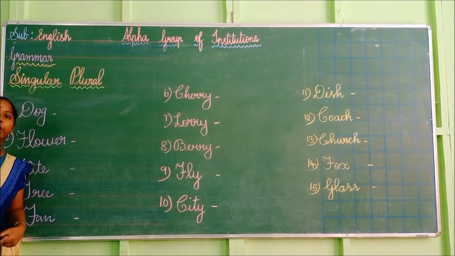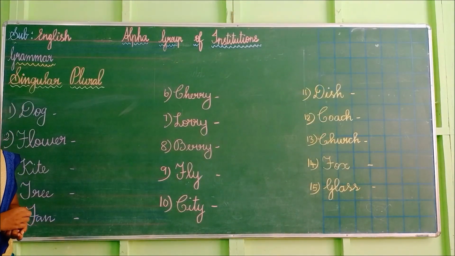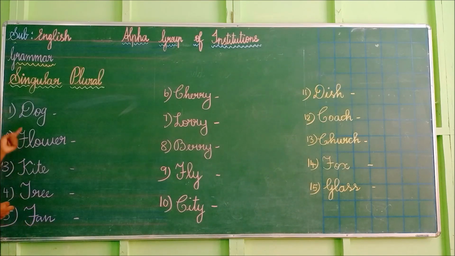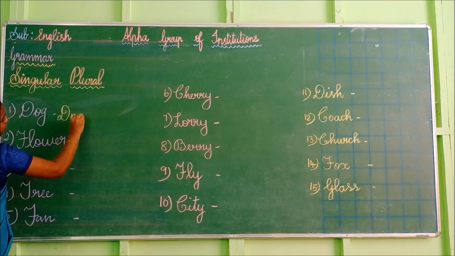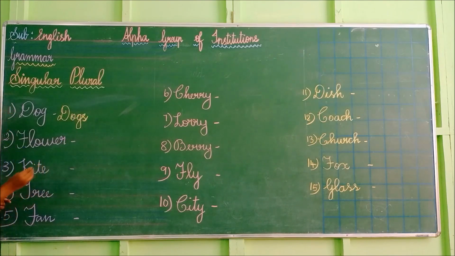Children, for your better understanding, let us see some more examples. See, D-O-G. What's the word? Dog. So, it is a regular noun. For a regular noun, what do you have to do? You have to simply add S. Dog, dogs. The plural form of dog is dogs. Next one, flower. The plural form of flower is flowers.